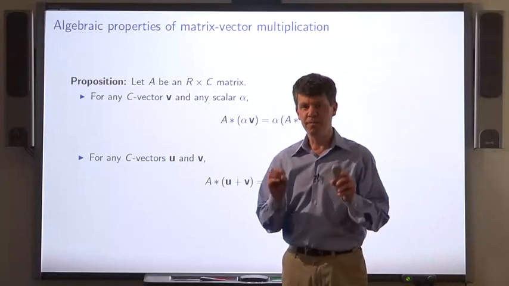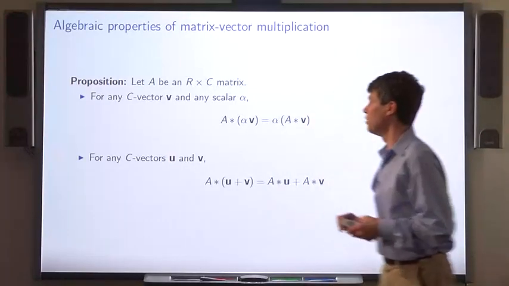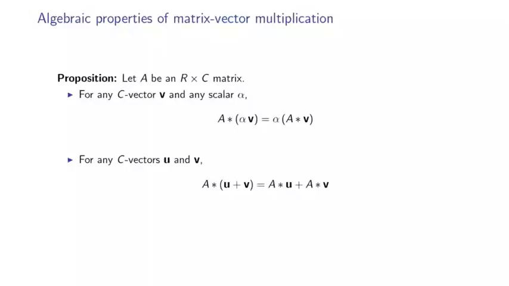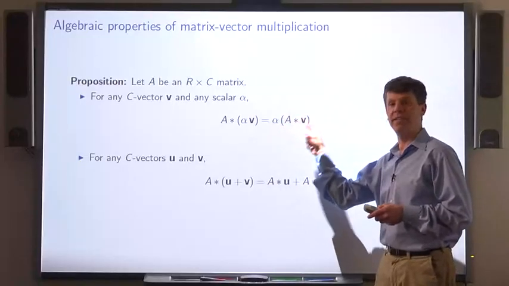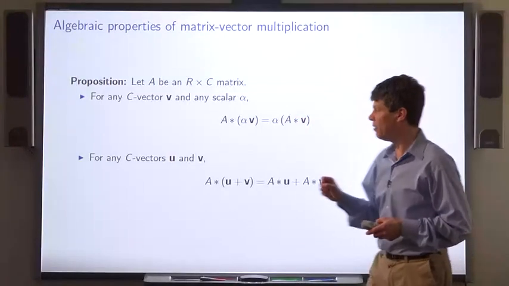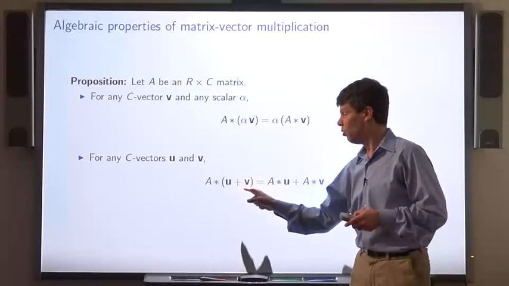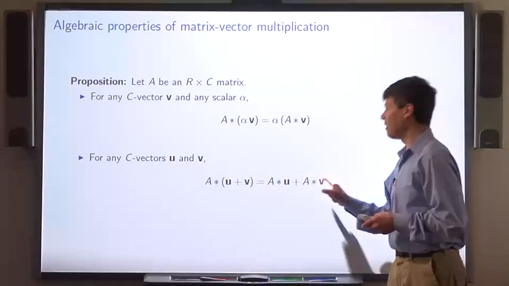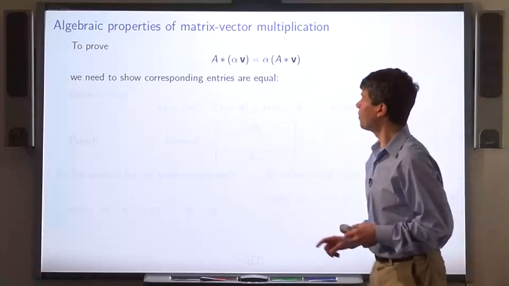Now I'll present some very fundamental algebraic properties of matrix-vector multiplication. For any vector v and any scalar alpha, the matrix A times alpha times v is the same as alpha times the matrix A times v. And for any vectors u and v, A times the sum of u and v is the sum of A times u and A times v. Let's go through the proof.